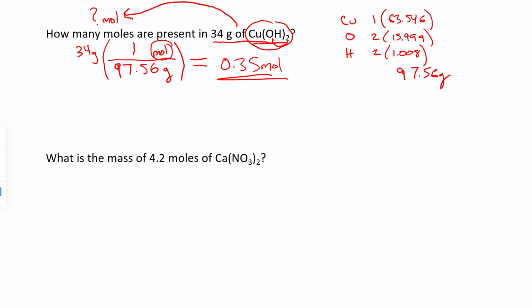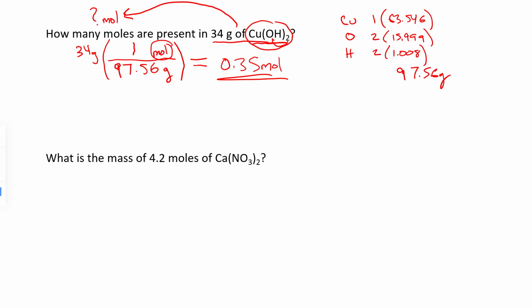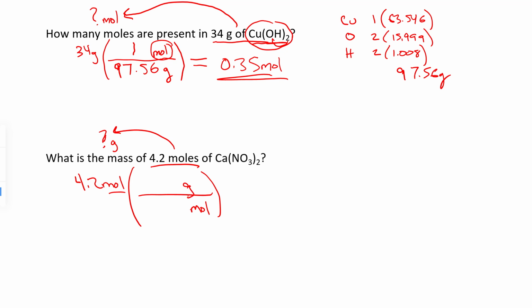So now we have, what is the mass? Sorry about that. What is the mass? So question mark, grams of 4.2 moles. So we're converting that way. So 4.2 moles, since moles is on the top, moles has to go on the bottom. And we're converting to grams.